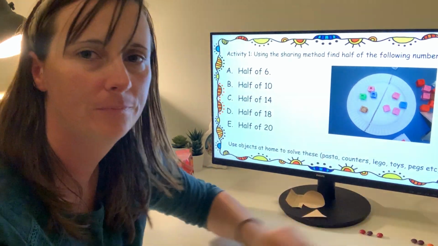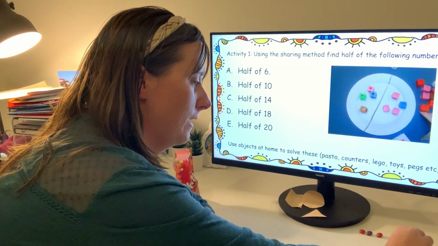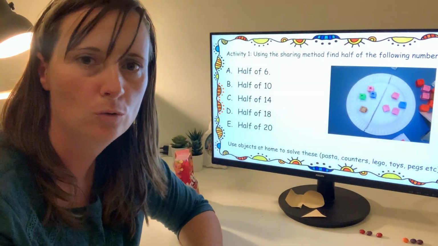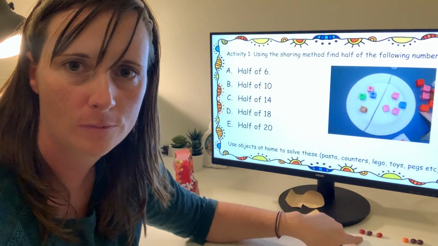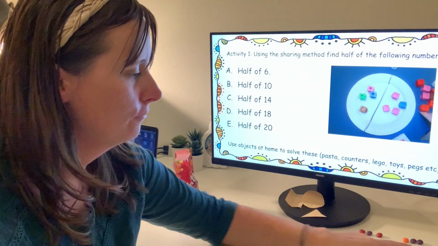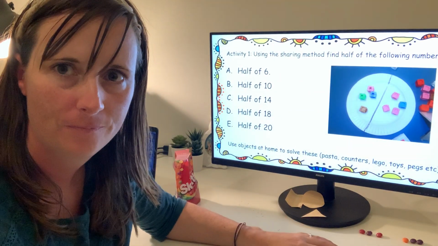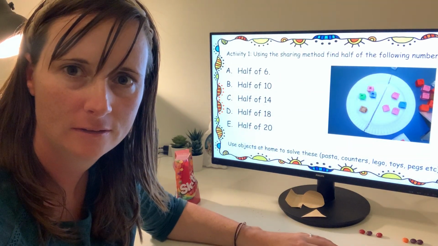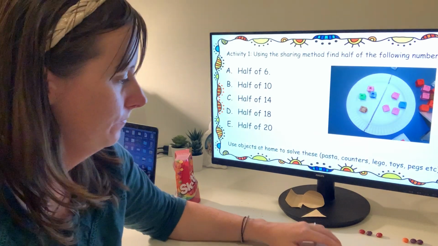Let me bring it in a bit. Now I've shared my Skittles out into 2 equal groups. And how many do I have on each side? That's right, I've got 3 here and 3 here. So half of 6 must be, that's right, 3.